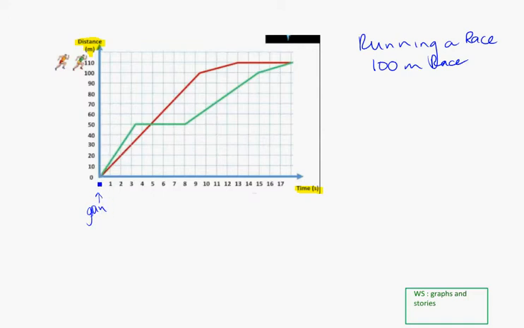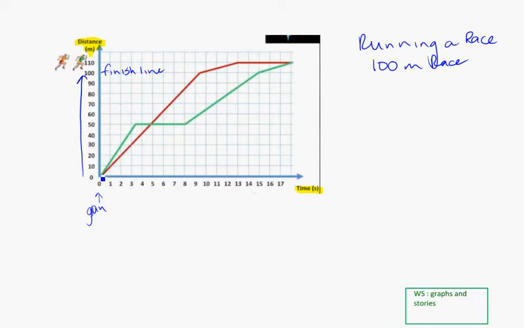Bam! The gun goes off and they start running. And again, the one who's furthest up the axes is closest to the finish line. So at the start here, we might notice that the green athlete is further along. It's closer to the finish line than the red athlete. He's going super fast up that line. So he's traveling in time very, very quickly. And the red athlete is also traveling in time quickly, and he's making his way.